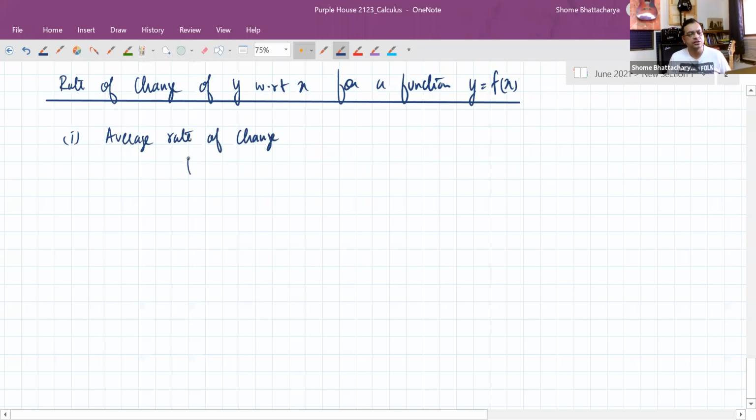So average rate of change is for an interval, but in this case, we will say interval of x. Okay, let's say x equal to x1 to x equal to x2. So this is defined as, now in language of calculus, we will define average rate of change as delta y by delta x. That is the change in y upon change in x, where the change in y is y2 minus y1. The change in x is x2 minus x1.